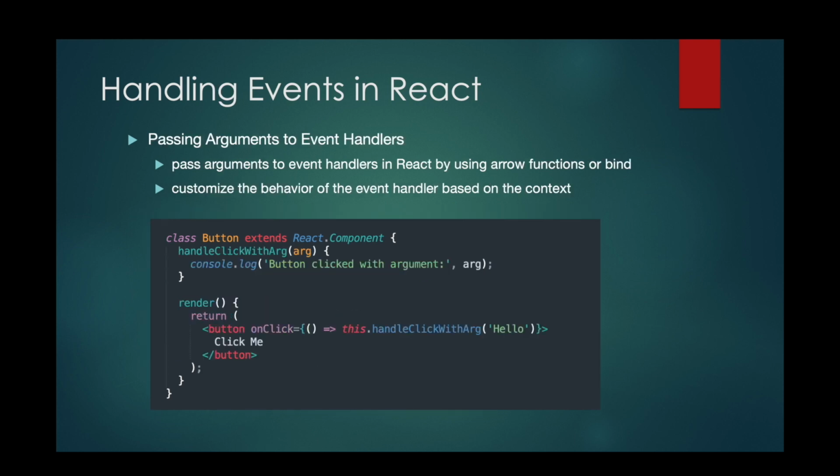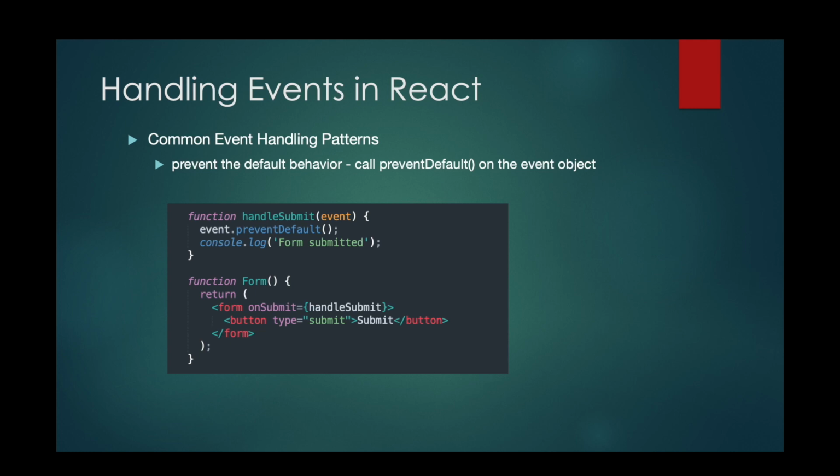Passing arguments to event handlers. You can also pass arguments to event handlers in React by using arrow functions or bind. This allows you to customize the behavior of the event handler based on the context in which it's called. If you look at this example, we have the class Button, we have the render function, and handleClick with an argument passed to it. You see, an arrow function is used to pass the argument hello to the handleClickWithArgument method when the button is clicked. You see that inside the button onClick, you have the empty anonymous function which is passing the arrow function.